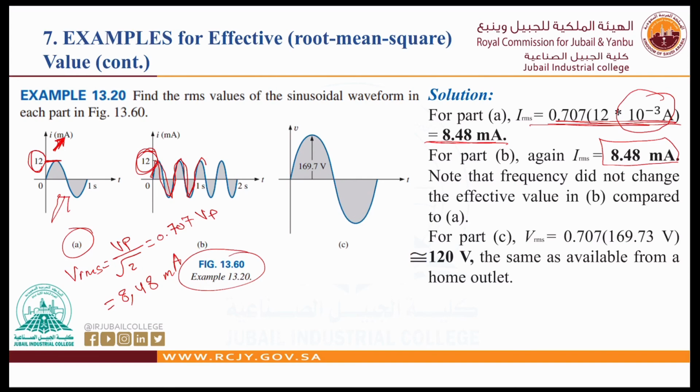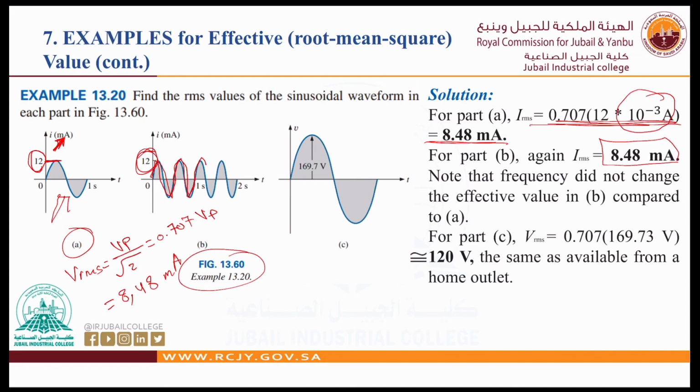We are just concentrating on the value of V peak, which is 12 here. Note that the frequency did not change. The frequency did not change the effective value in B compared to A.